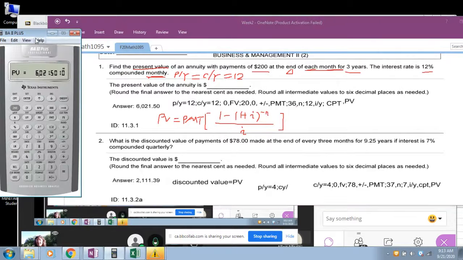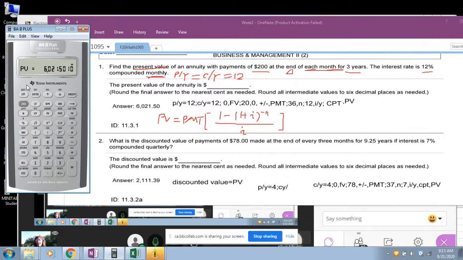Two methods, one calculator. To set up the calculator, press second quit, and then second PY, make sure it is 12. If it is not, you enter 12, enter. Use the down arrow key to see the CY. It is 12, enter. Second, quit. And now enter the numbers.